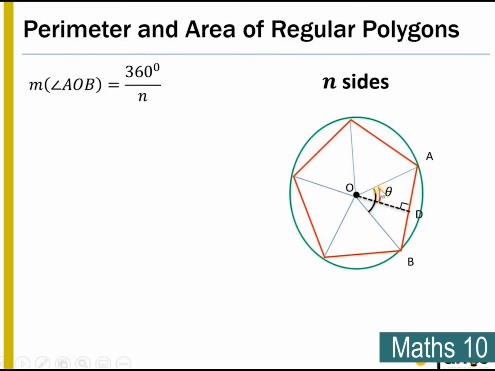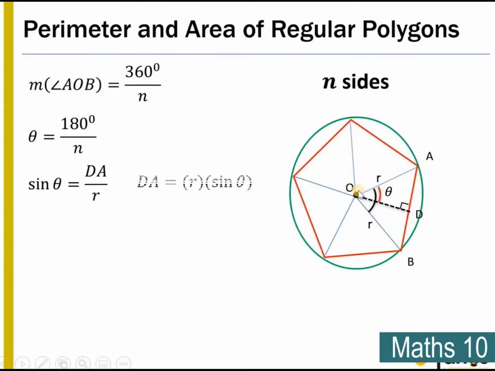Half of this angle here we'll label as theta, and we'll work with this right-angled triangle OAD. Theta is half of 360 over n, so theta is equal to 180 over n. If we call the radius r, then by trigonometry we know that sine theta is opposite over hypotenuse, which is the length dA over r. So that means that the length dA is equal to r times sine theta.